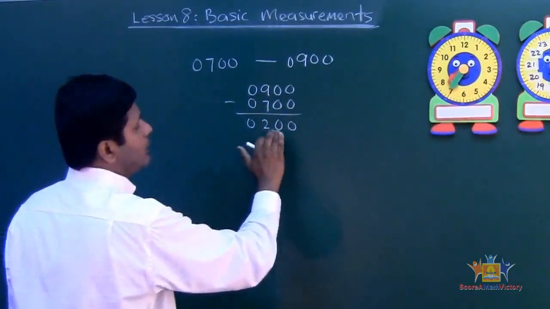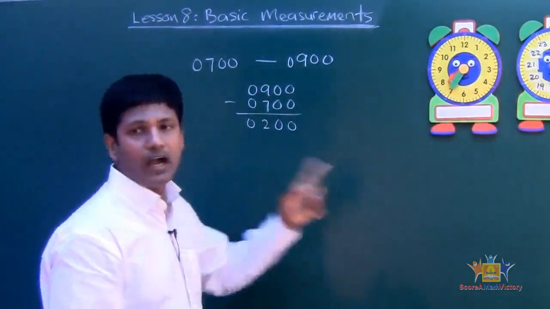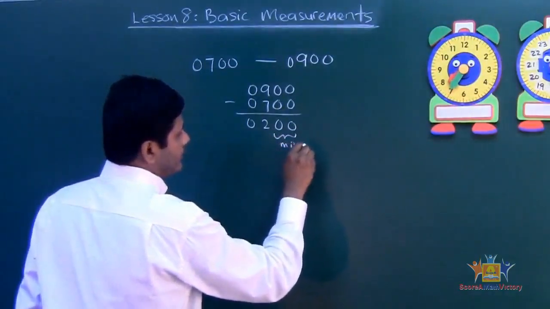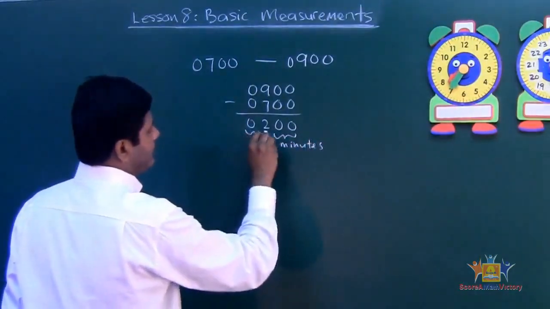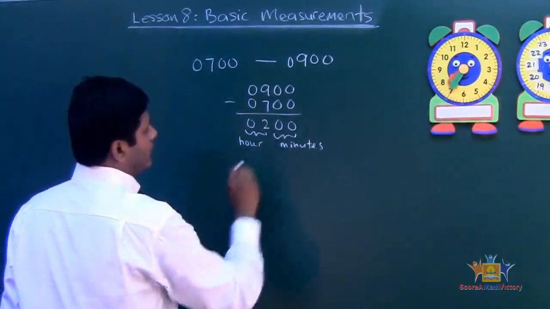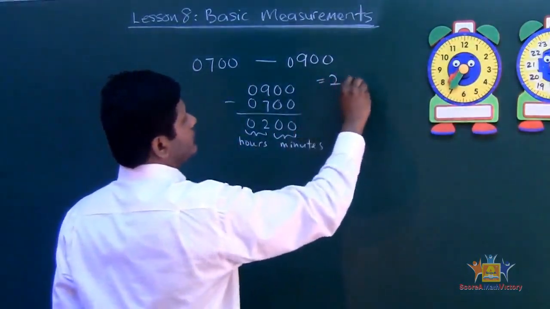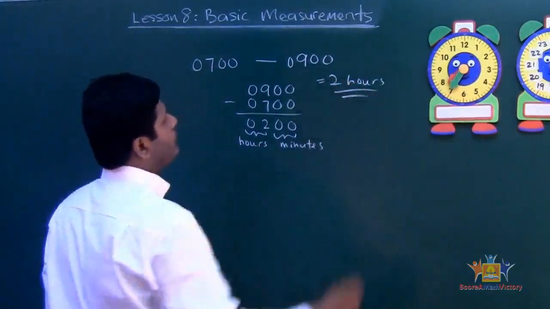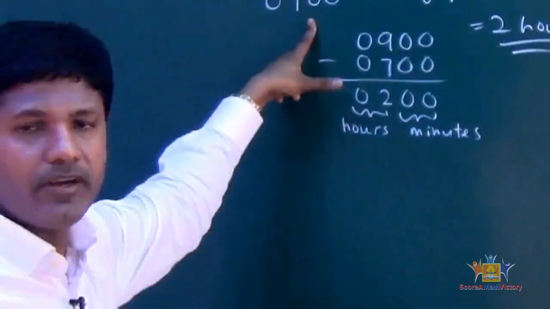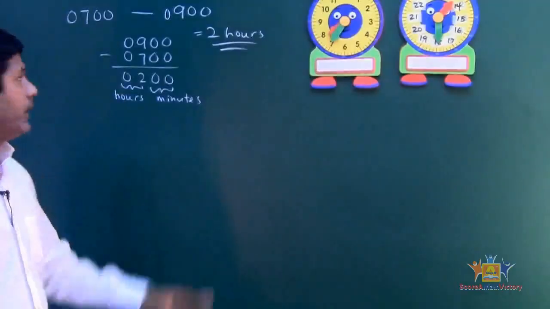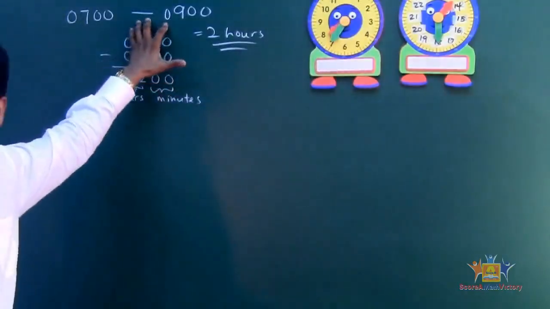That's 200 hours. That means 2 hours. Because you're representing the minutes and this is representing your hour. So that means it's 2 hours. The interval between 0700 and 0900 hours is 2 hours. This is kind of the morning side.